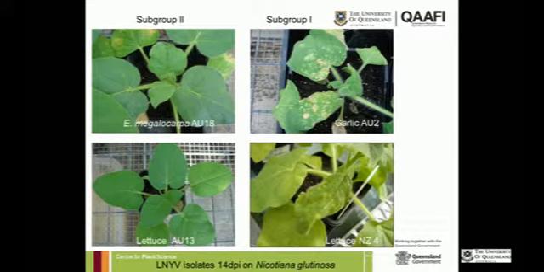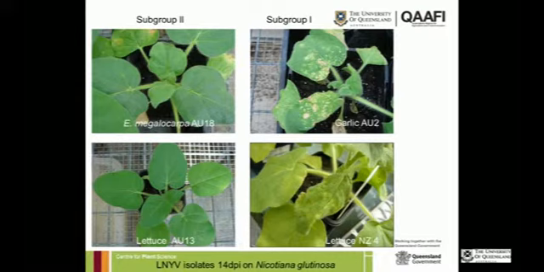Because lettuce necrotic yellows virus, even though it has lettuce in its name, it's very difficult to study in this host because it is not mechanically transmissible. And so we're using a Nicotiana species, Nicotiana glutinosa, in order to study this virus because we can mechanically rub inoculate the virus onto the leaves.